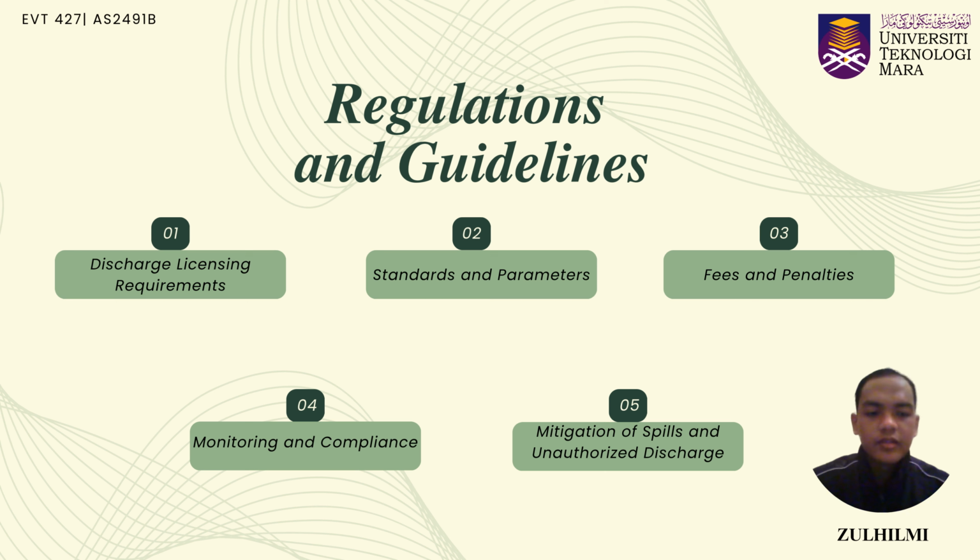And 4 is monitoring and compliance. The license holder must conduct a water quality monitoring report every 3 months, so that any accident that might affect water quality can be reported immediately to the authorities. The last one is the mitigation of spills and unauthorized discharge. The license holder must take immediate measures in case of accidental discharge to mitigate environmental impact, including notifying relevant authorities.